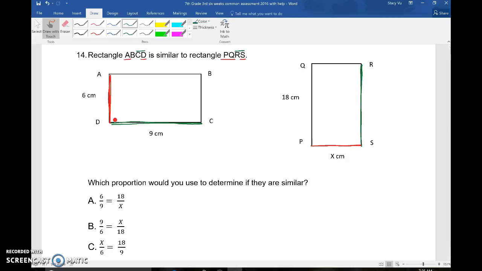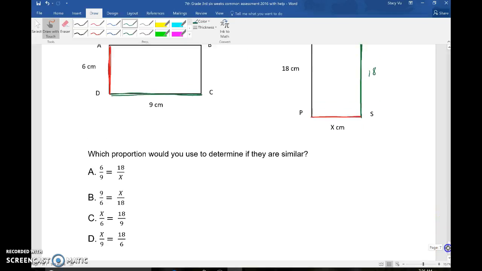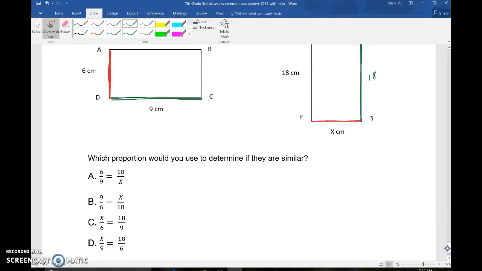Now, since it's a rectangle, even though this dimension's not here, we know that it's going to be the same as that right side. So what we want to do is write our proportion before we look at our answer choices. There's several ways that I could write it. I can either do 6 over x equals, and if I started here with 6 over x, I have to do 9 over 18.